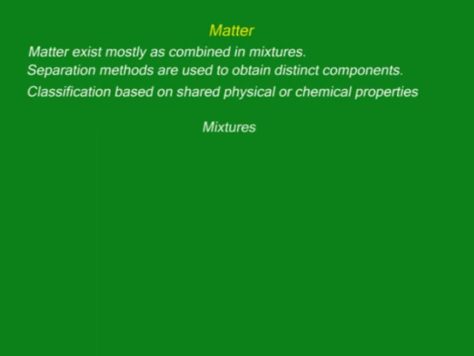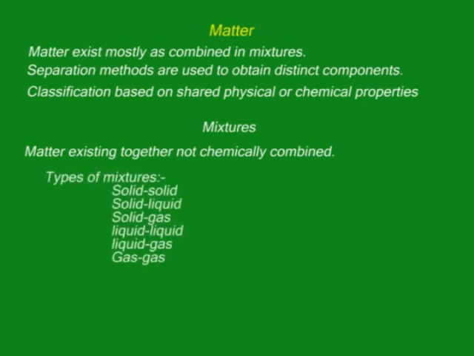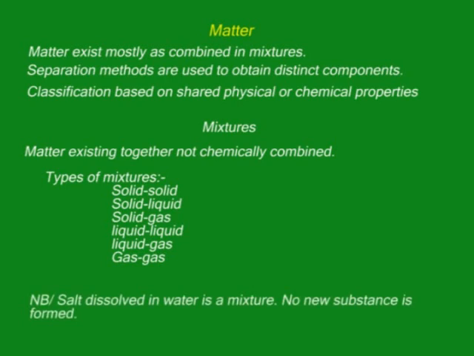Mixtures. We said that mixtures are substances existing together but not chemically combined. Notice we also said that matter can exist either as solid, liquid, or gas. These mixtures can either be solid-solid, solid-liquid, solid-gas, liquid-liquid, liquid-gas, or gas-gas mixtures. Notice also that when a solid like salt dissolves in water, the product is a mixture. Nothing new has been formed and they can be separated by physical means.